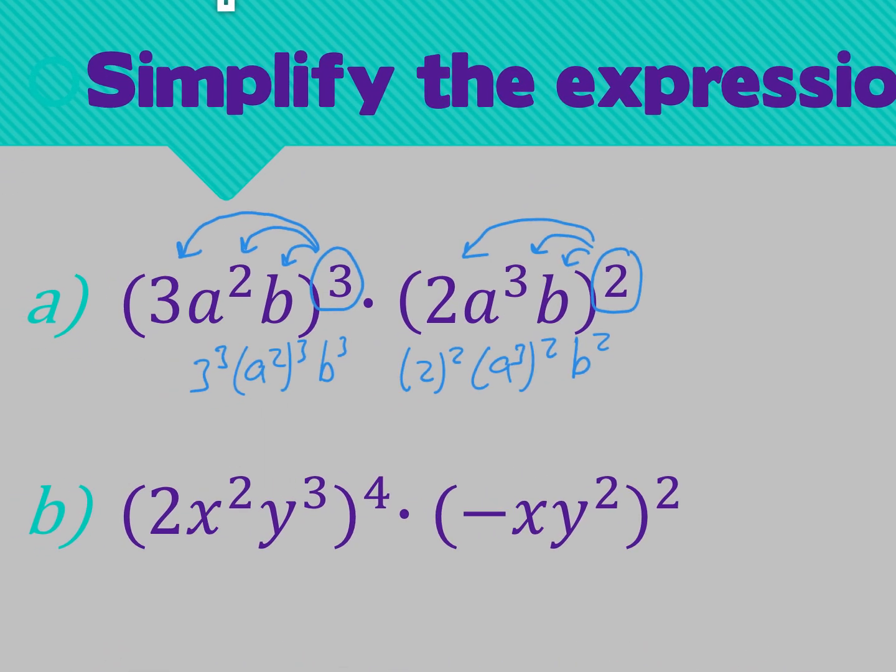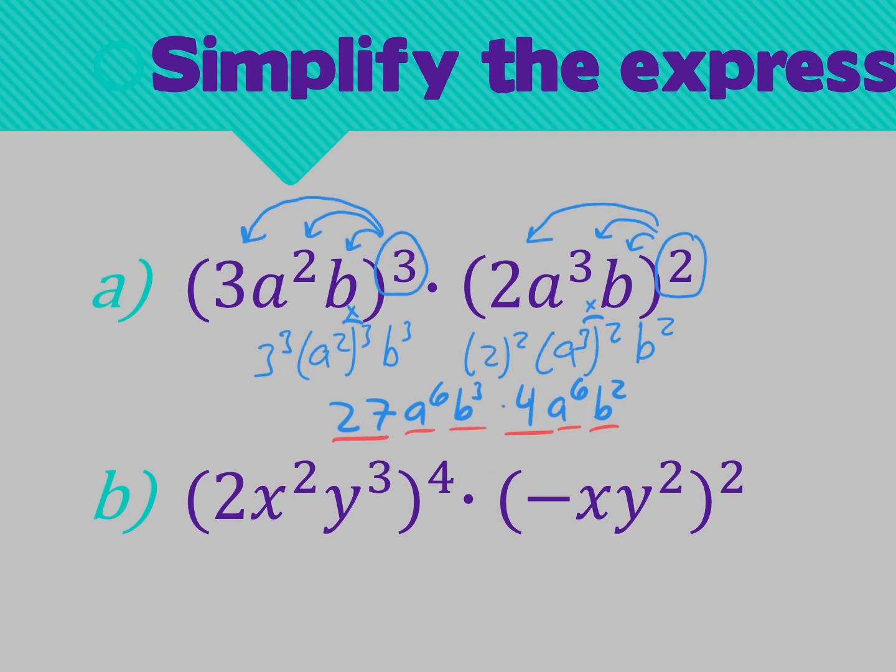Simplifying all of these, 3 to the third, we've done that before, should get you 27. Power to a power you're going to multiply, this is going to get you a to the 6, and b to the third. 2 squared, that's going to get us 4. A to the third to the second, power to a power you multiply, and b squared you can leave alone. And now this looks like something that we did previously. So you're going to do coefficient with the coefficient, a with the a, b with the b.